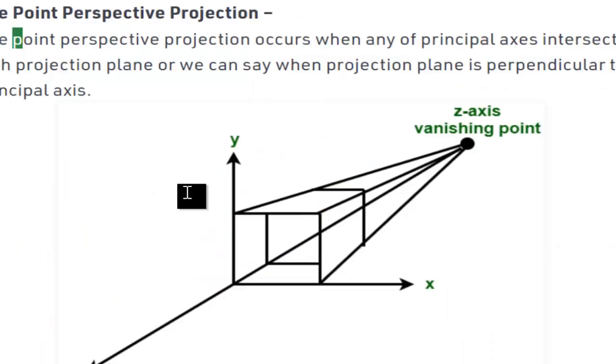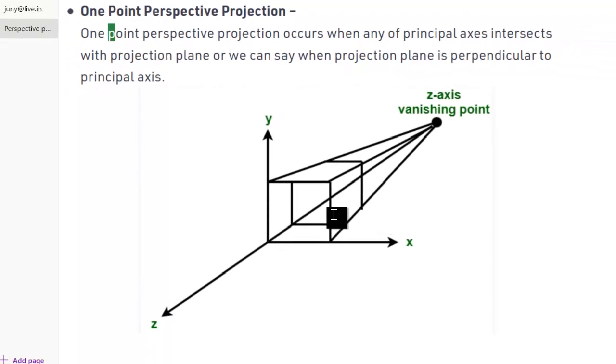If you look at this 1 point perspective projection, that means any of the principal axis intersects with the projection plane. This is your projection plane. We should remember that x and y are parallel to the projection plane, and z intersects with the projection plane, because we don't want to show it in z. The lines which come parallel actually converge to a particular point, that will be called the vanishing point, which will be perpendicular to the principal axis.